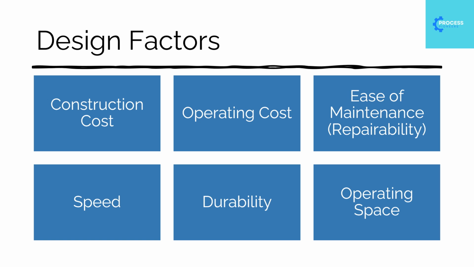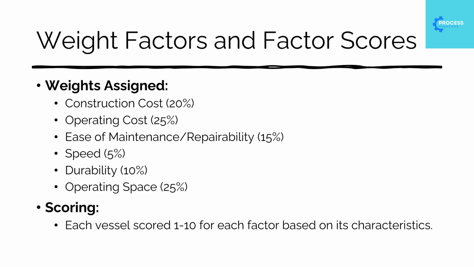Here are the design factors that we're going to be considering when selecting the optimal vessel. We have the construction cost, speed, durability, operating costs, ease of maintenance, and then the operating space. Now to establish our weights and our scores for our factors, we have taken the average of all 6 members' input on what they believe are the most important factors and how they would score each one for each vessel. Here we see that the construction cost is 20%, operating cost is 25%, ease of maintenance is 15%, speed 5%, durability 10%, and operating space 25%.